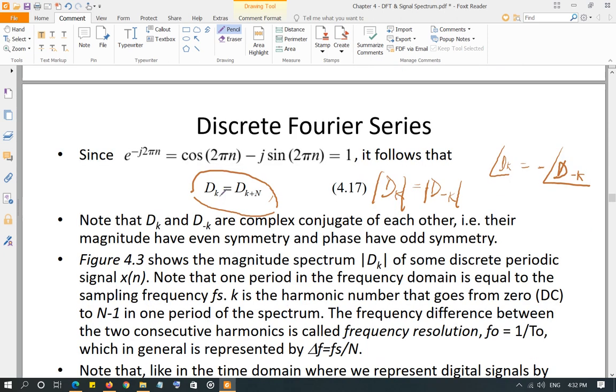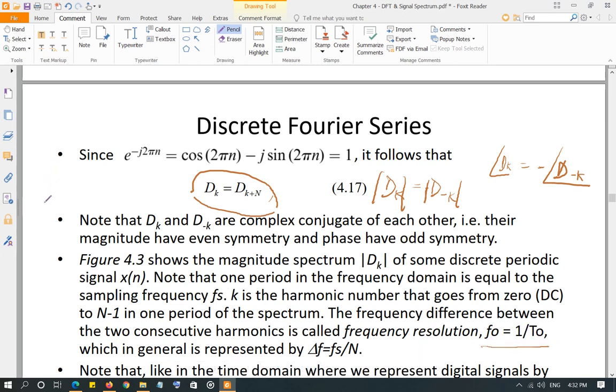Okay, so when you plot dk in the frequency spectrum, remember k is k f naught, right? We're showing it k, but k is k times f naught. Now total f, and this is called frequency resolution.